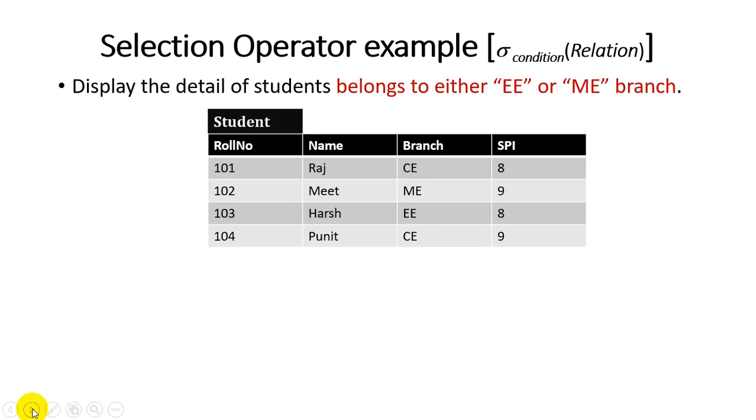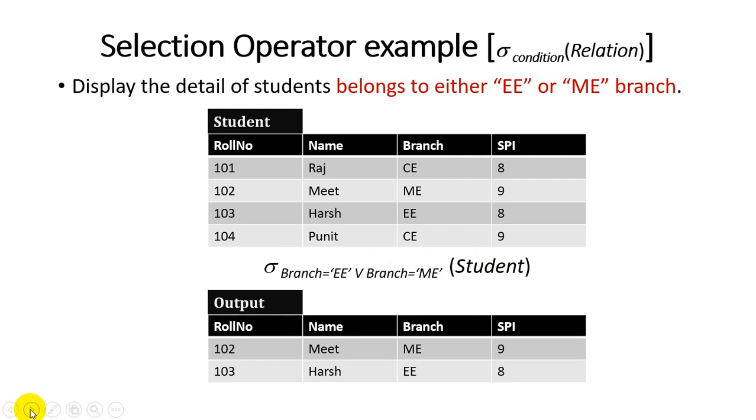Third example: display the details of students who belong to either electrical engineering or mechanical engineering. As per the definition, we use the OR operator. We discussed a number of operators previously. So we provide the OR operator with sigma, with branch equal to electrical or branch equal to ME, on the student relation. So those who belong to the electrical branch or the mechanical branch, we display the result with the help of the OR operator.